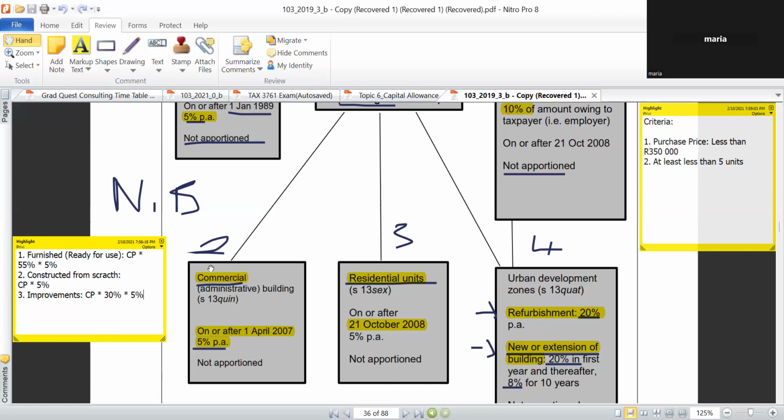Then another important thing to take note of about commercial buildings is when there is an improvement done to the commercial building in question. If you incurred any improvements to better the commercial building structure, here's what you do. You take the cost that you've incurred to perform the improvements, you multiply it by 30%, and you apply the 5% allocation of capital allowances, to give you the value of the capital allowances for improvements.